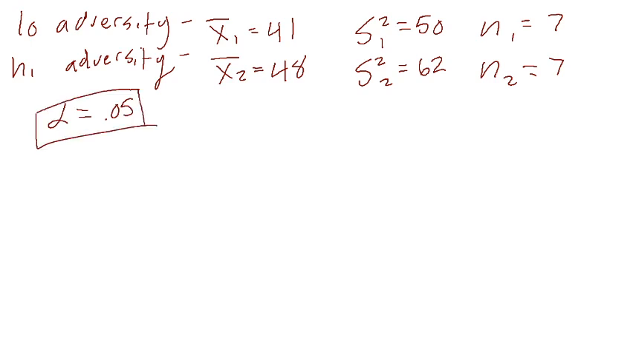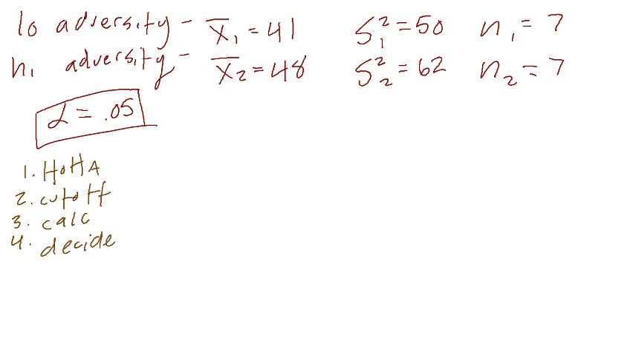Let's think about our hypothesis testing steps. Let's get our 1, 2, 3, 4 steps going over here. We have our hypotheses we'll need to get in here first. Then we'll need to find a cutoff score. I'll show you how to do that using the t-table. Then we will calculate and decide and see if there's a significant difference between these 2 groups. So let's start with those hypotheses.